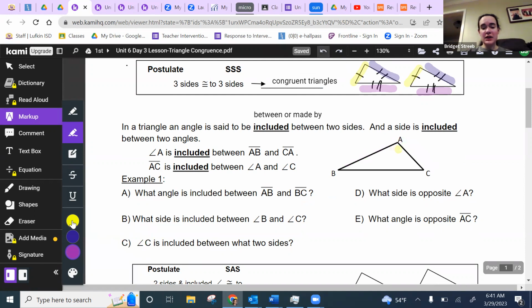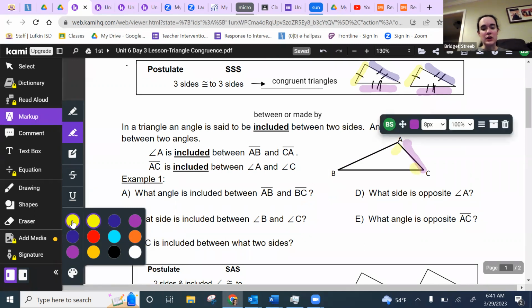For a side to be included, that would look like this. Segment AC, the purple side, is being made by, it's included between angle A and angle C. Those 2 angles are the endpoints.